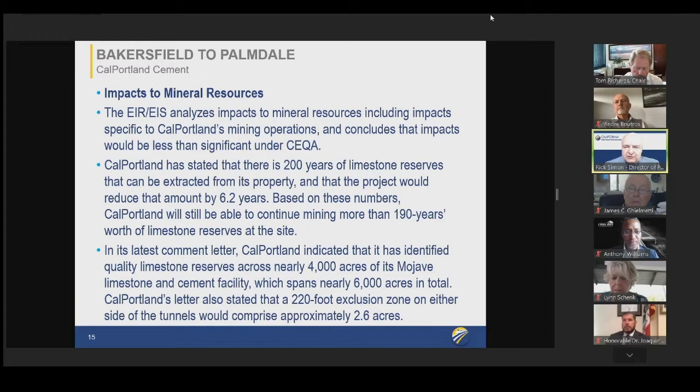So we will have some impacts on the mineral resources, but we've tried to minimize it as much as possible by going between the pits. But even using CalPortland's own numbers, they've stated that they have 200 years worth of limestone reserves in the mountains with all the properties that they own there. The amount that we would take away from that is a very small percentage of that. I'm not going to read these two paragraphs, but you can see from the numbers here that just in terms of percentage basis in relationship to the total resources that are there, our impacts are a very small percentage.